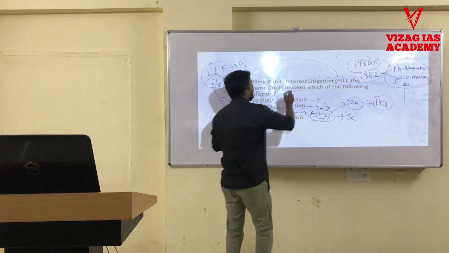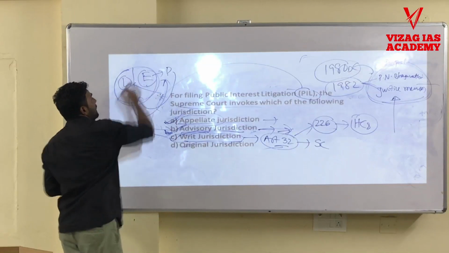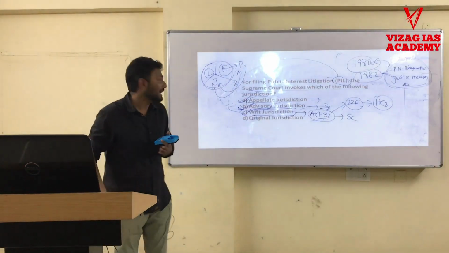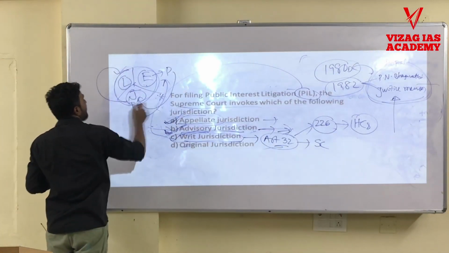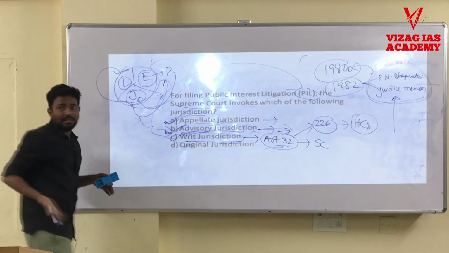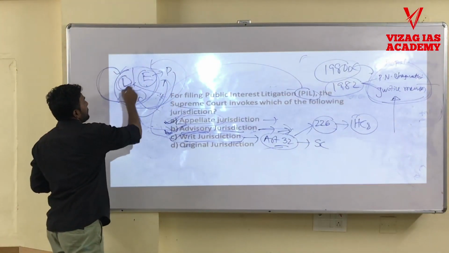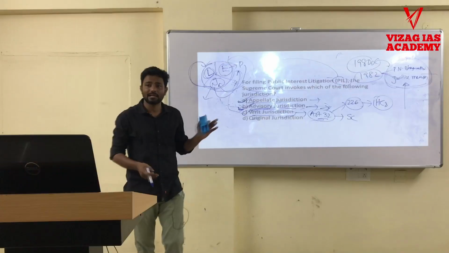So when there are three organs, if the other two organs are not up to the mark or not playing their role properly, then the judiciary intervenes and activates them. If they are passive, it makes them active. So that's why it is called the judiciary playing an active role here. That's why it's called judicial activism.